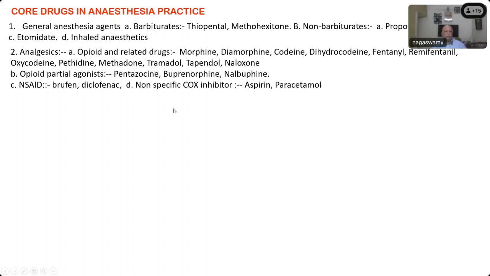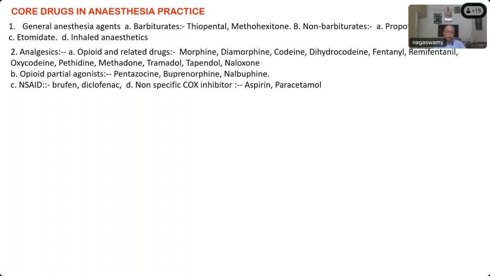And NSAIDs we are using regularly both for intra-op and post-op analgesia, especially diclofenac, which is available as an IV preparation also. And paracetamol, we should know everything about paracetamol because we are routinely using this as a 1 gram preparation available as an IV infusion. So we must know everything about paracetamol. What is the mechanism of action of paracetamol?